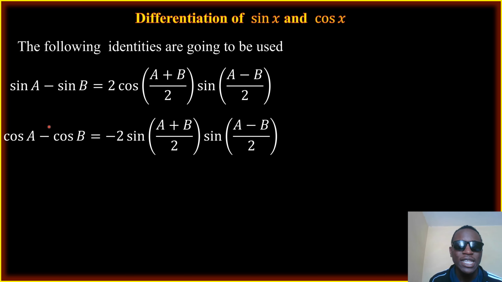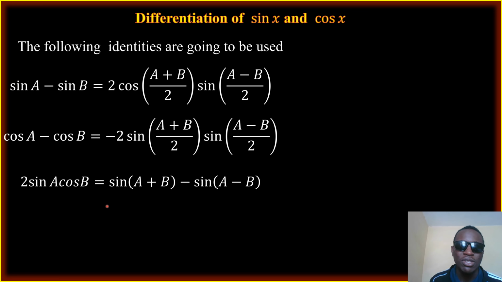Now the second identity we're going to use is the cosine of A minus the cosine of B. So the first one is a difference of two sines. The second one is a difference of two cosines. The answer is negative 2 sine((A plus B) divided by 2) times the sine((A minus B) divided by 2). So take note of the negative sign. Many students forget it while writing it.